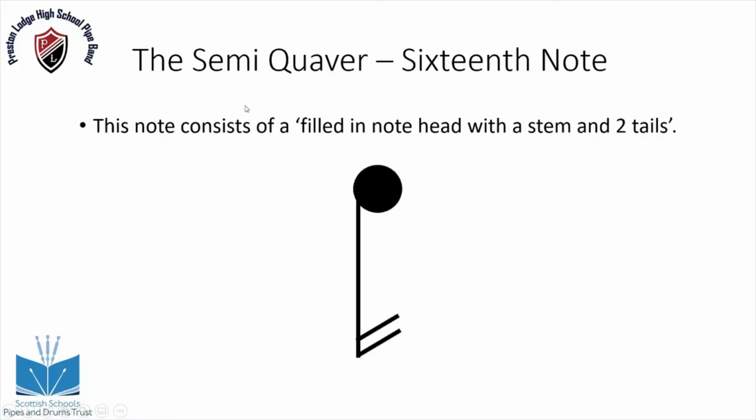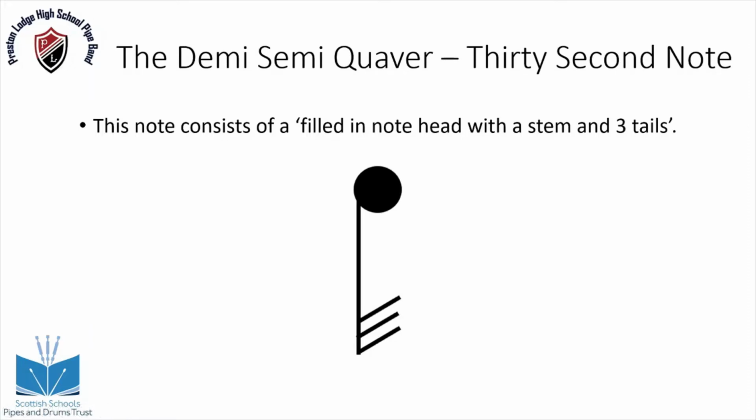Semi-quaver consisted of a filled in note head with a stem and two tails. So there's our note head, stem, two tails, and it's the 16th note. And then the demi-semi-quaver, which is our 32nd note, is a filled in note head, a stem, and three tails.